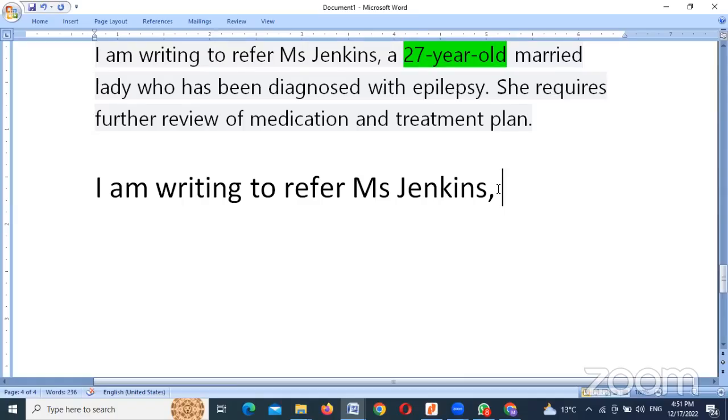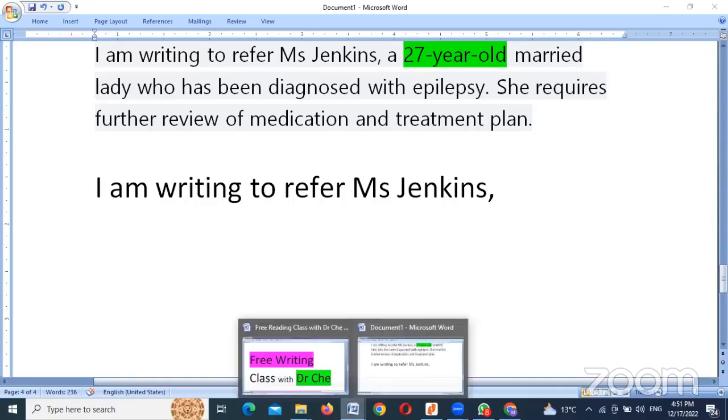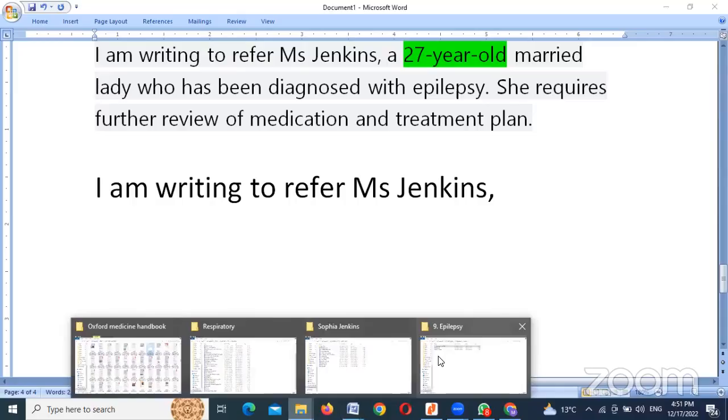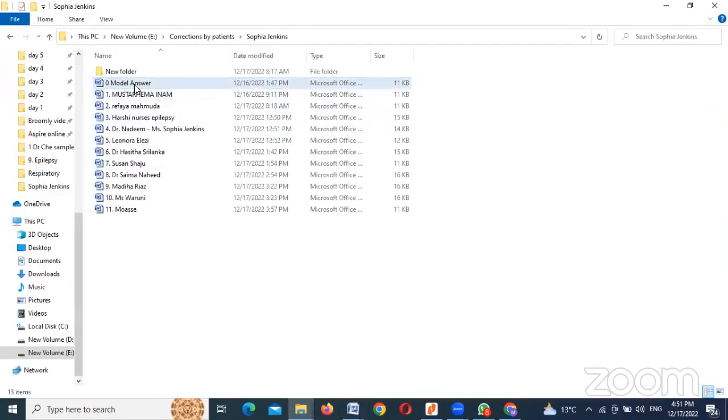I'm writing to refer Ms. Jenkins, okay. So then we can write who has side effects due to epilepsy medication. Okay, who is experiencing side effects of anti-epileptic medication, like this. Your review of her medication would be highly appreciated. So this is very easy to write. Okay, let me show you what we have done here in the model answer.